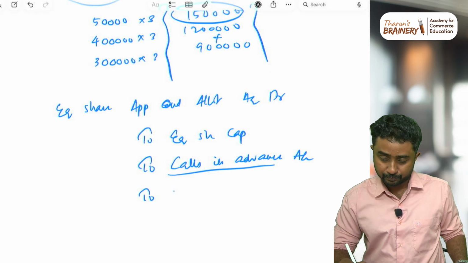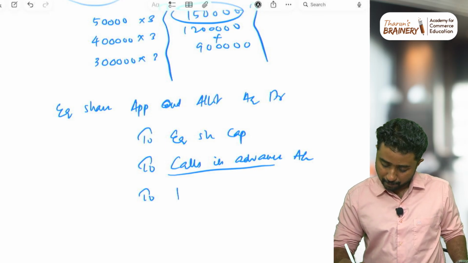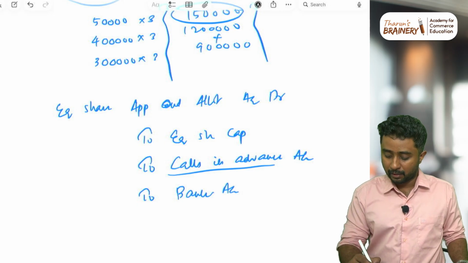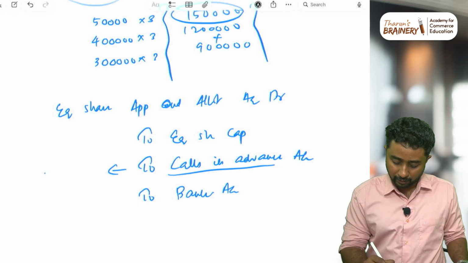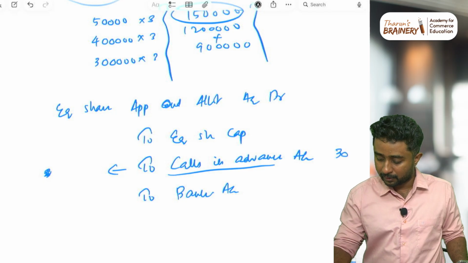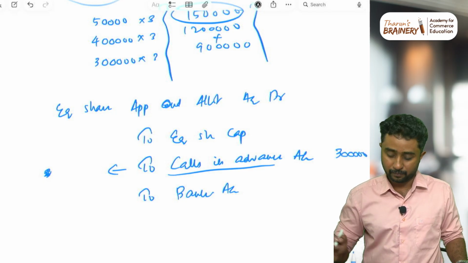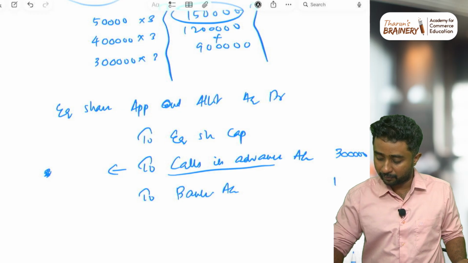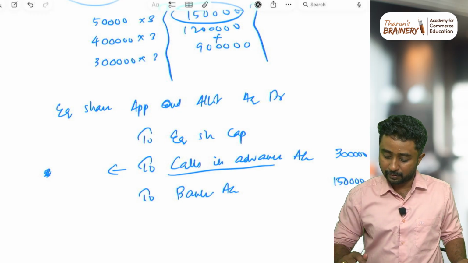Next is to bank. What is the purpose of bank here? This calls in advance is used for recording the 3 lakh rupees which we are going to use for first call. Bank is used for which purpose? Refund. Refund means how much we are refunding? 1,50,000 rupees we are refunding.